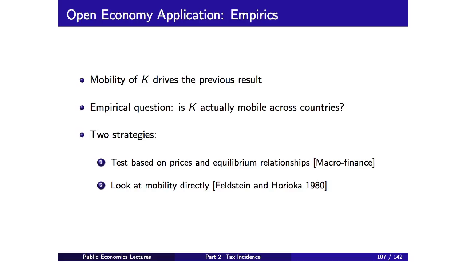Okay, so the empirical question here then is: is capital actually mobile across countries? Because if capital is mobile, then you think that you don't want to have capital taxes. And if capital is not mobile, then you might actually be able to extract some money from capital, even in a small economy. So there are two strategies that people have used to test this. The first is a price-based test, and the second is a quantity-based test. The quantity-based test looks at mobility of capital directly. The price-based test asks whether prices are equalized across countries, as we'd expect.